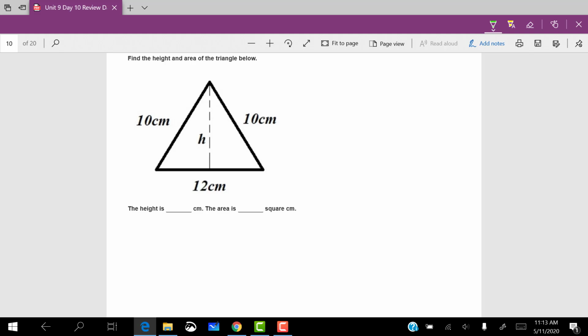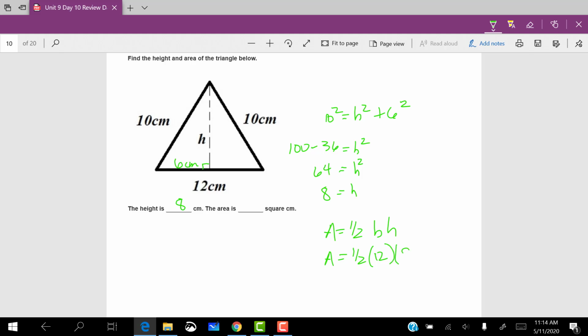All right, last one. So this is an isosceles triangle. So what you can know is this height is actually going to bisect here. So this is going to be 6 centimeters. So I can figure out that the height is 8 centimeters, and then I know the area is always 1/2 base times height for a triangle, so that's going to be 1/2. The base is 12, and now I know the height is 8. So that's going to give me 48 centimeters squared. I'm just going to put the 48 here because it already says square centimeters.